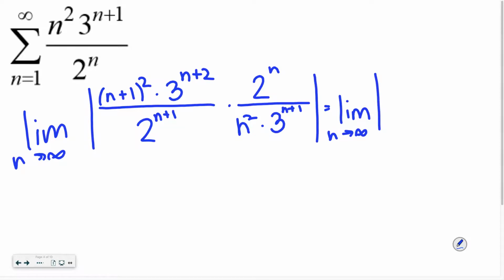Okay, so (n+1)^2 and n^2, there is nothing that we can do to reduce that. So we are going to have to clump those together and they just have to stay, okay? But then what happens to 2^n over 2^(n+1)? It becomes 1/2. And then what happens to 3^(n+2) over 3^(n+1)?